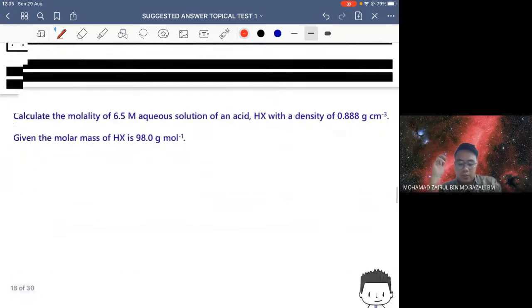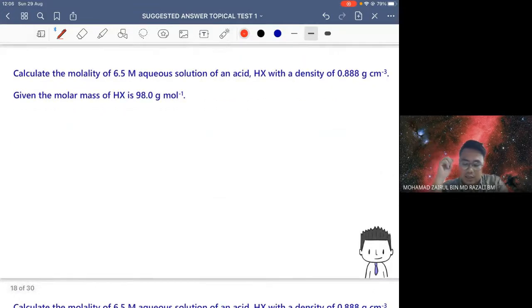Okay, so question number 4, the question asks you, calculate the molality of 6.5 molar aqueous solution of acid HX with density of 0.888 gram per centimeter cube. Okay, given that the molar mass of the HX is 98 gram per mole. Okay, selalunya ingat macam saya cakap, kalau soalan yang jenis macam ni, first thing awak kena list down all the formula given and what you want to find.